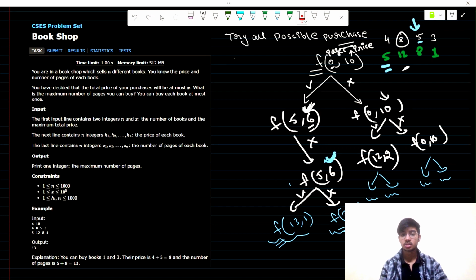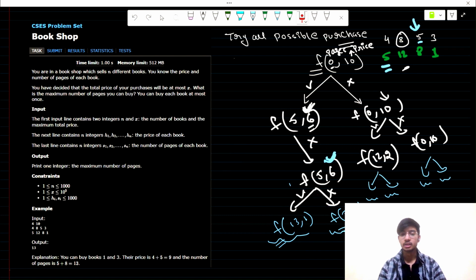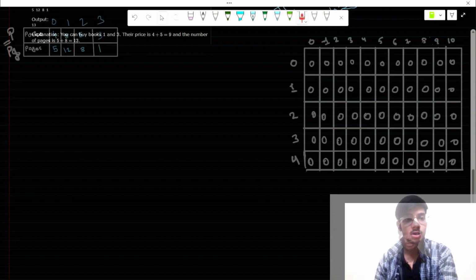This is the optimal answer, where the maximum number of pages is 13. This is the optimal answer that we can have. So this is how you can try all possible purchases. Now let's try to write our transition states.